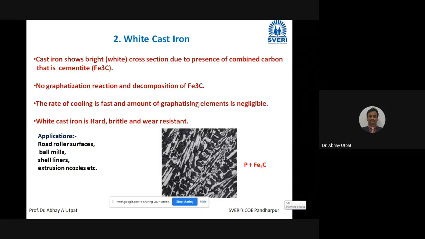Second, the next point of difference is that white cast iron is harder because of the presence of cementite, and grey cast iron is soft because of the presence of free carbon. Grey cast iron has excellent damping capacity due to the presence of free graphite. White cast iron doesn't have damping capacity. Grey cast iron is tough, white cast iron is hard. So these are the number of points I have told.